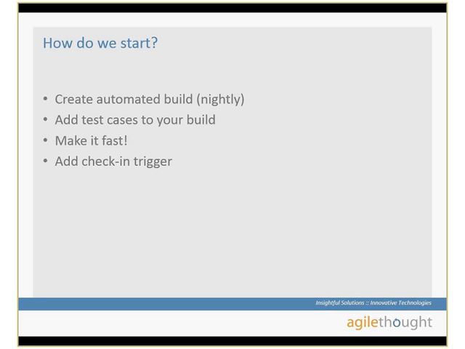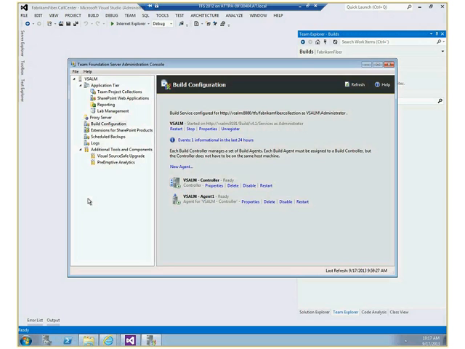We'll make sure we keep it fast. You always keep that in mind when you're setting up a continuous integration build. And then finally we'll add a check-in trigger. We want to make sure that our CI build gets kicked off automatically every time someone checks in. So let's get started. Let me switch back to my VM.